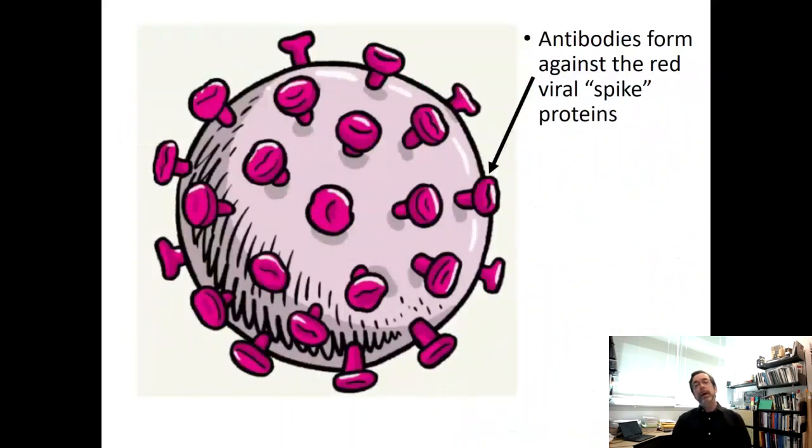And so you might already be thinking, oh, I sure hope people are doing this against COVID. And they are. We can form antibodies against the red viral spike proteins. Here's a cartoon of COVID. And I'm going to attribute the author, by the way, in a later part. We can make antibodies against that, and they can interfere with the virus, or maybe alert the immune system to the virus.